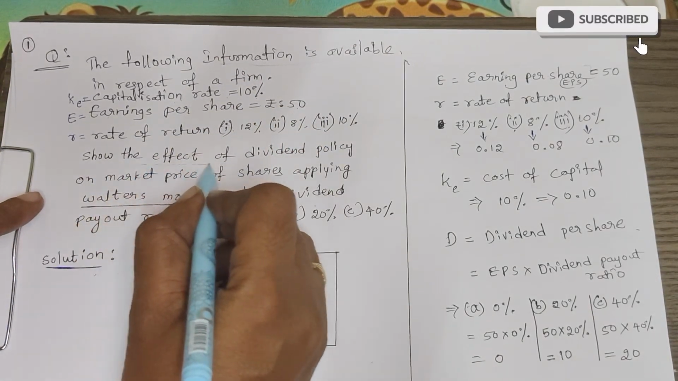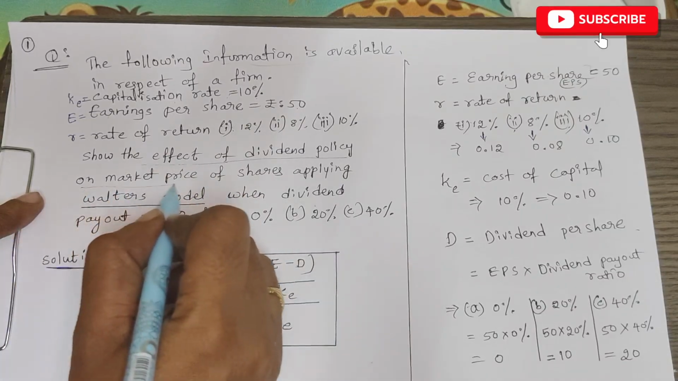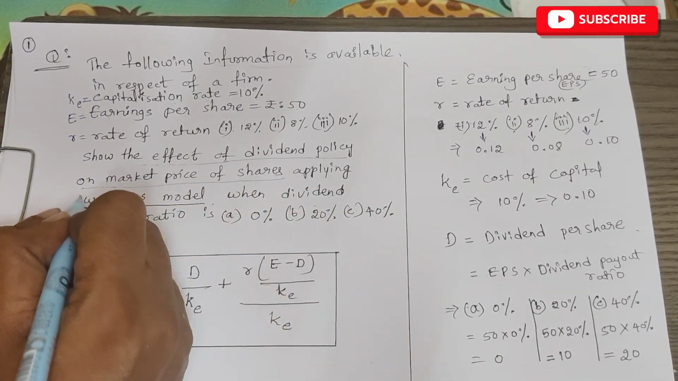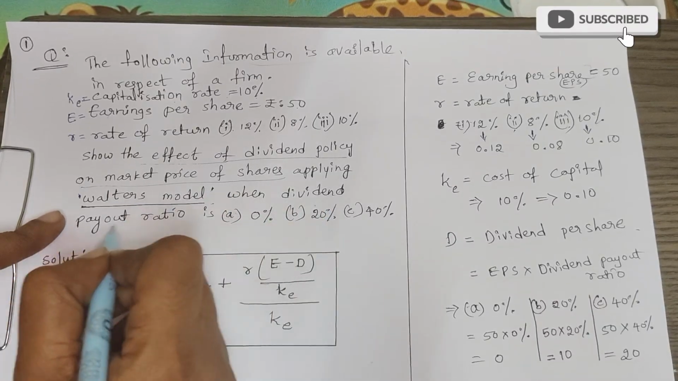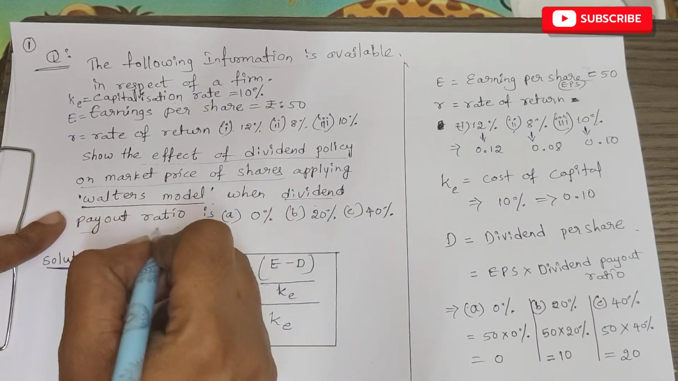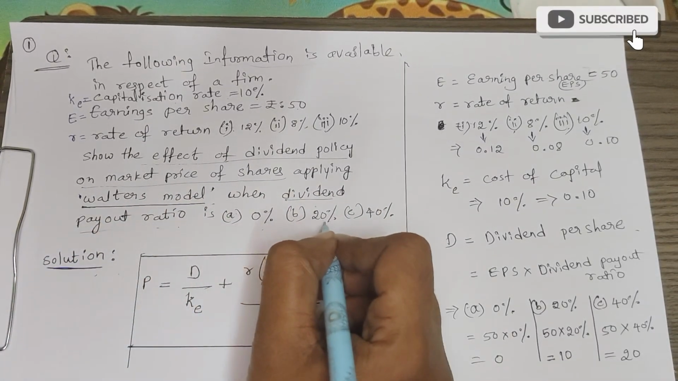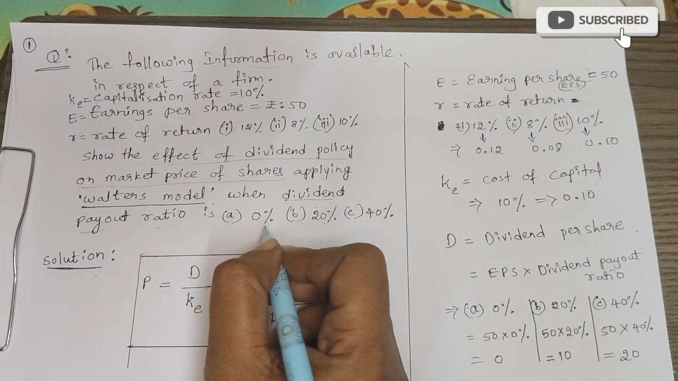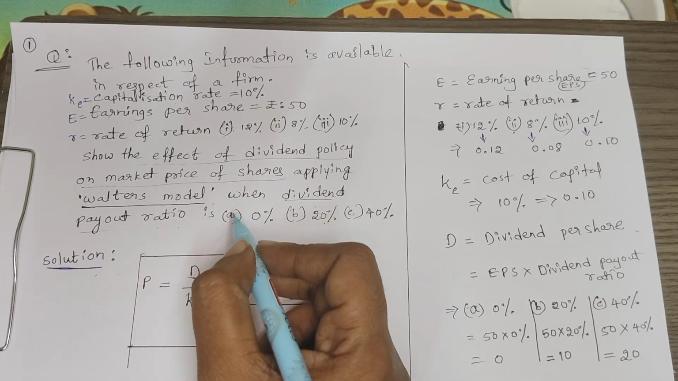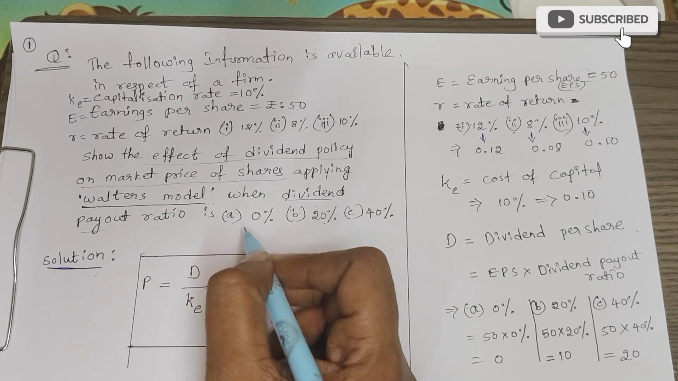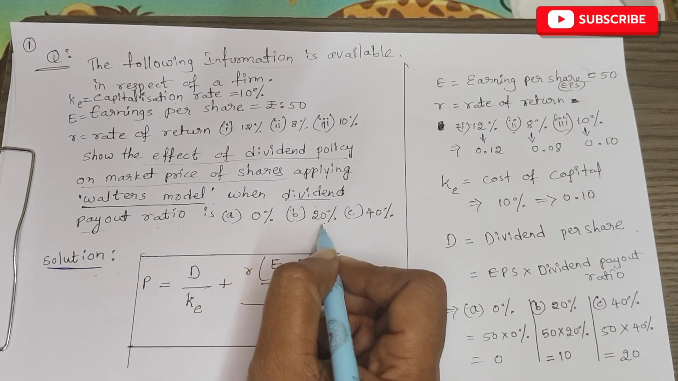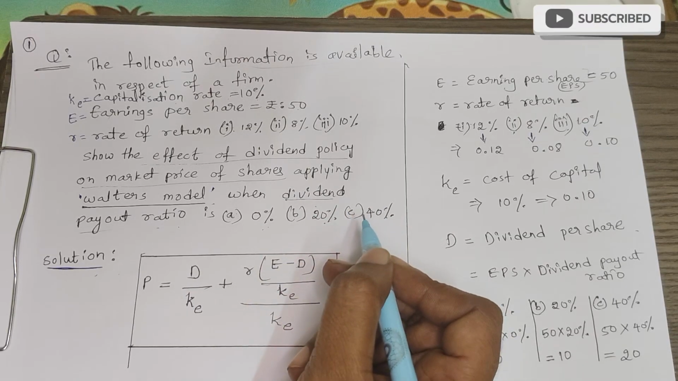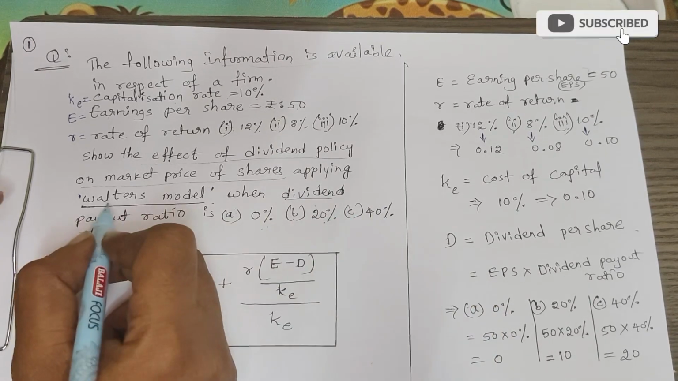Show the effect of dividend policy on market price of shares applying Walter's model. What we should apply here? Walter's model, when dividend payout ratio is 0%, 20%, 40%. If your dividend payout ratio is 0%, what is your price per share? We need to find out. As well as if it is 20%, what is our price per share? If it is 40%, what is our price per share? We need to find out by using Walter's model.